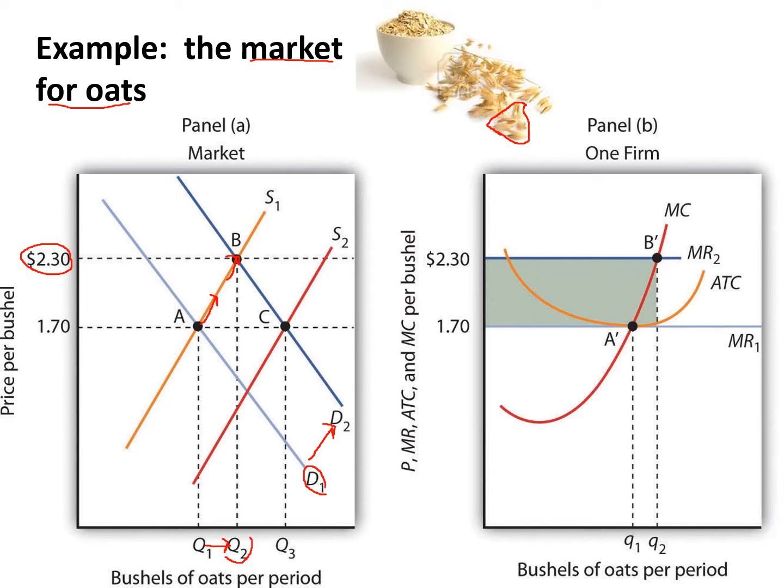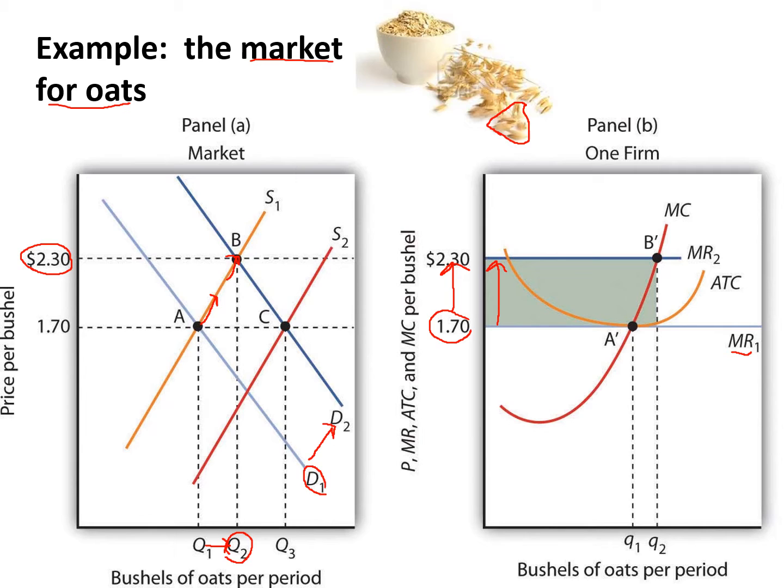So in the short term, for the individual producer, they would experience just an increase in the price that they're getting for their oats, and this is a shift in their marginal returns. Remember, that is the same as their demand curve that they're experiencing. A shift in their marginal returns up from 1.7 to 2.3.